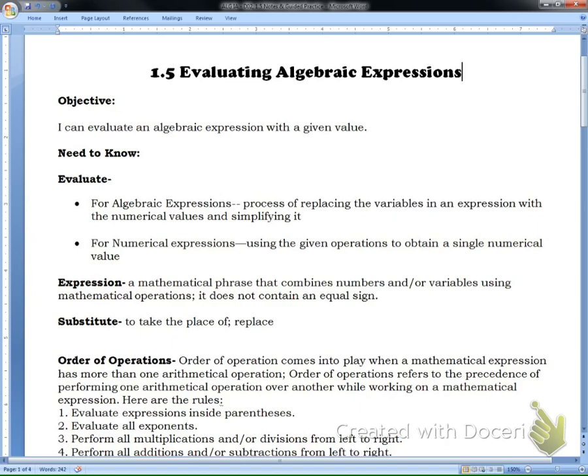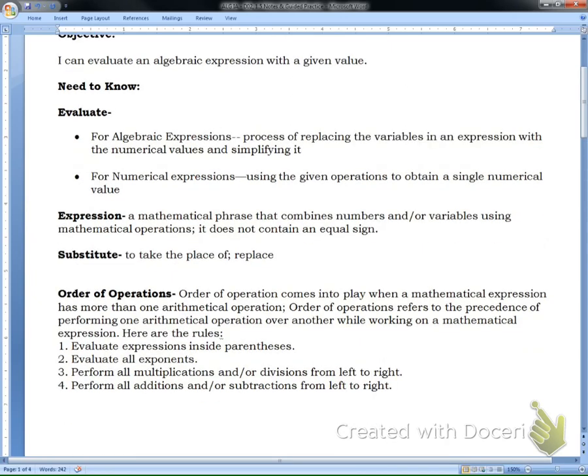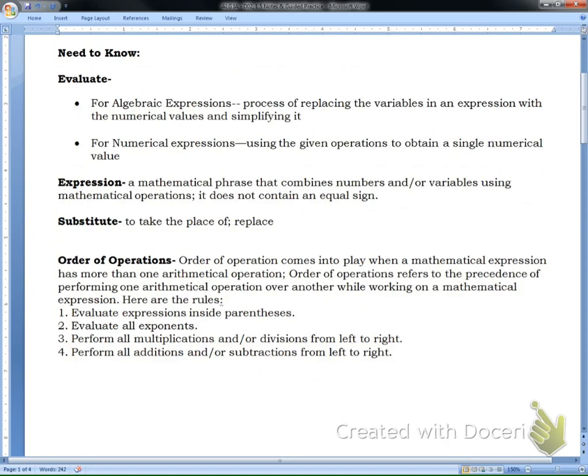Once you do that, you will still use those order of operations. Remember, please excuse my dear Aunt Sally. So you have to evaluate the expressions inside parentheses first, evaluate all exponents, and then perform all multiplication and division from left to right, and then all addition and subtraction from left to right.